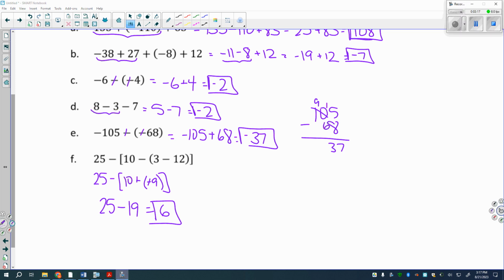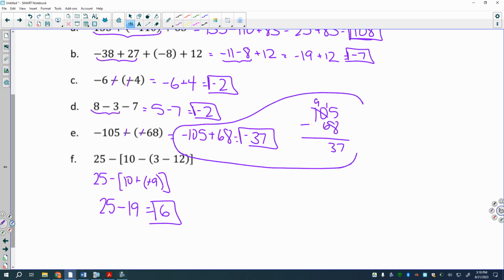Be careful with the negatives. It's really easy to make mistakes. Remember this, what I did right here. That can be very helpful in how we want to go about subtracting them and simplifying them.